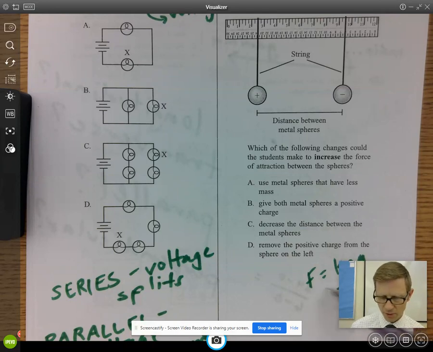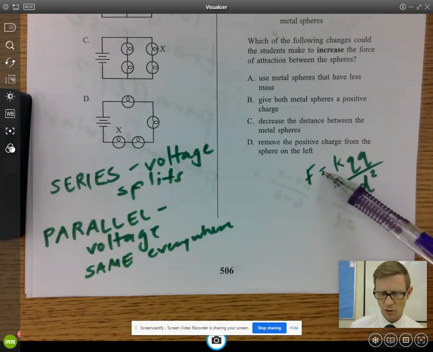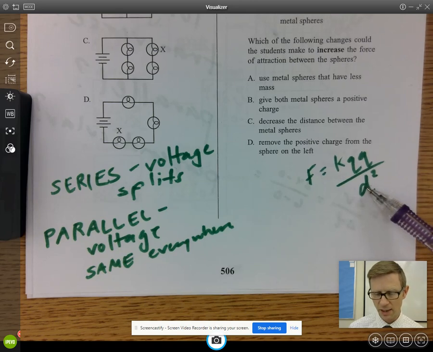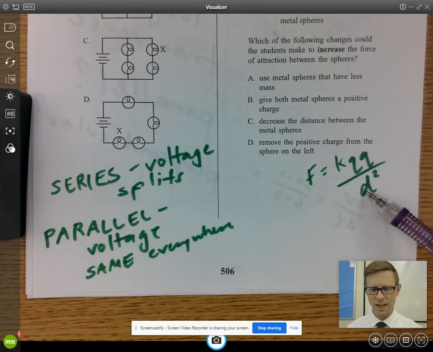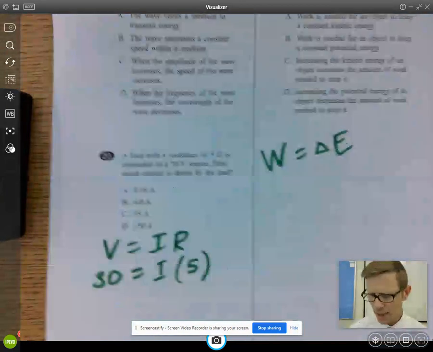Number 18. The force between the charges is based on distance. The distance affects the force. So you want to decrease that distance. Choice C. Decrease that distance to get more force because it's in the denominator. Also think logically about that. Number 19.